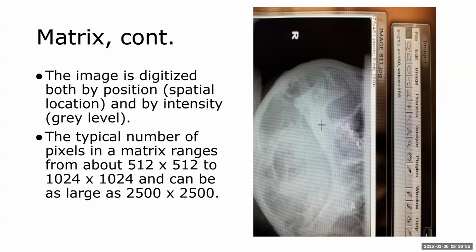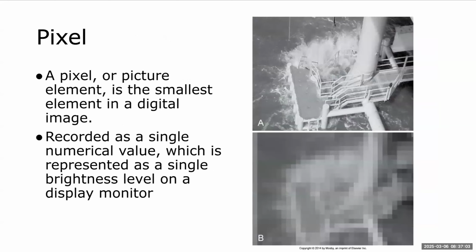And the typical number of pixels in a matrix can range from about 512 by 512 to 1024 by 1024. Again, the pixel is assigned one discrete value that represents a shade of gray or a brightness level on the monitor.